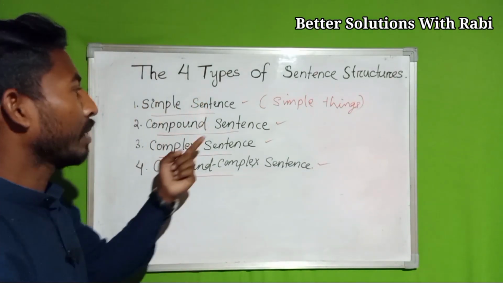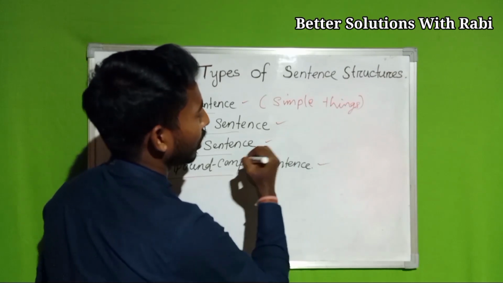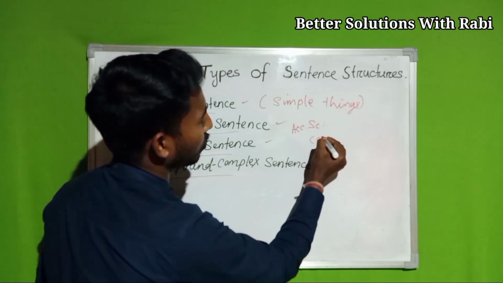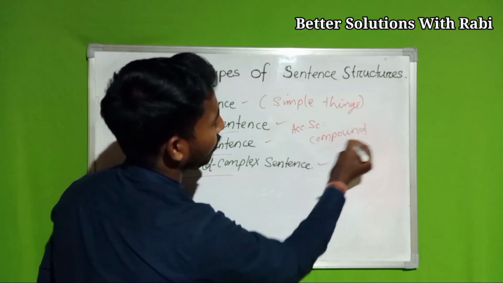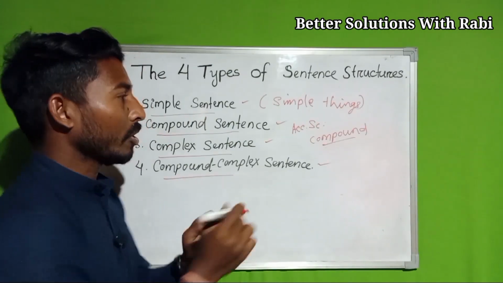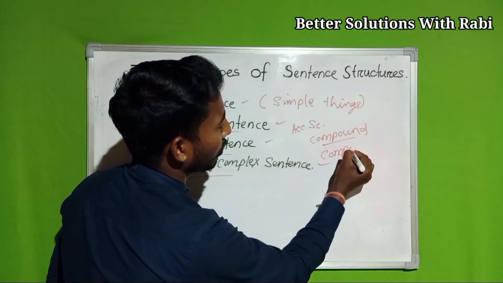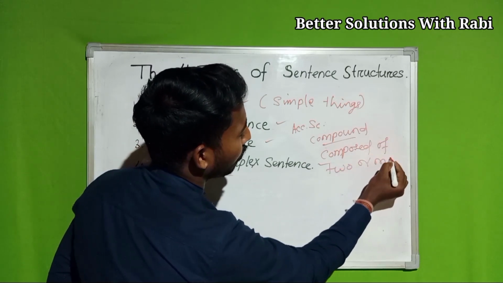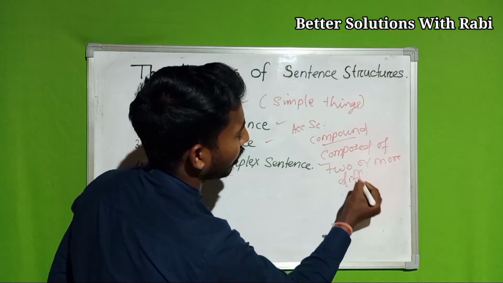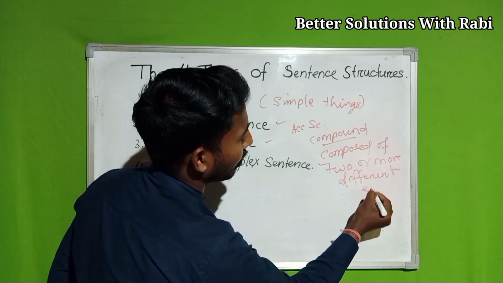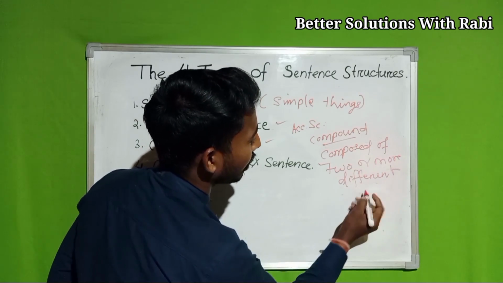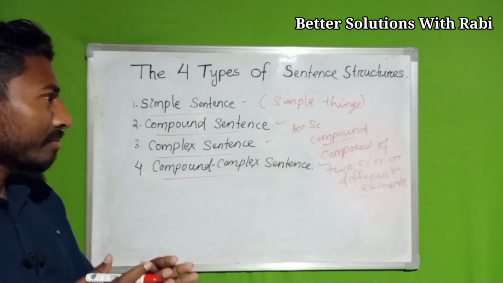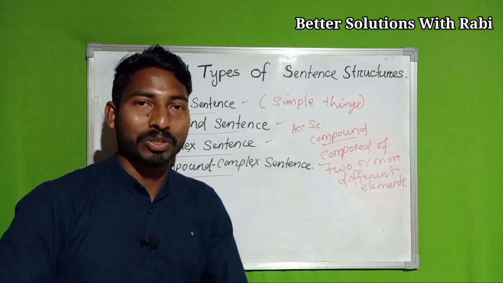And if we talk about the compound sentence, let me tell you according to science first. According to science, what is the meaning of compound? A compound means a thing that is composed of 2 or more different elements. I'll make it very easy for you. Don't think it's very critical. It's the easiest thing to learn here, because you are starting with Better Solutions with Ravi, so you need not worry.